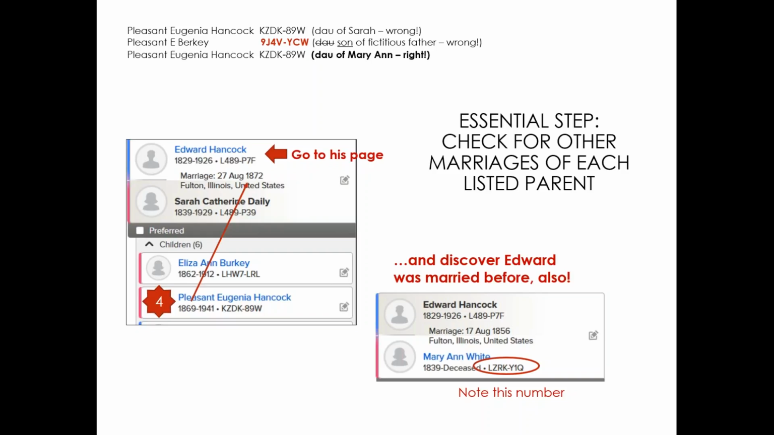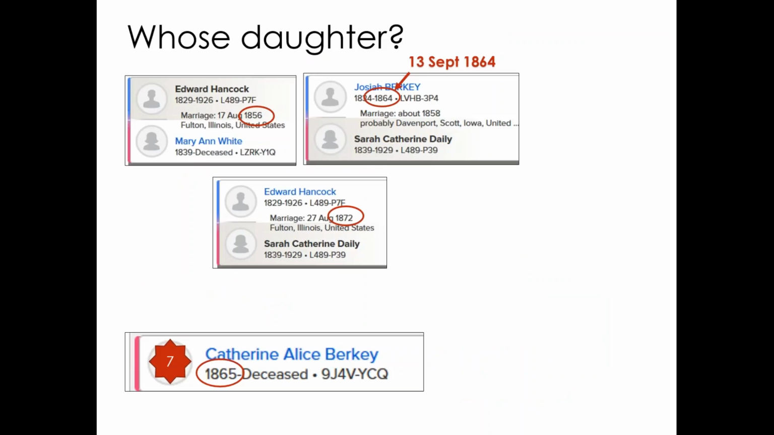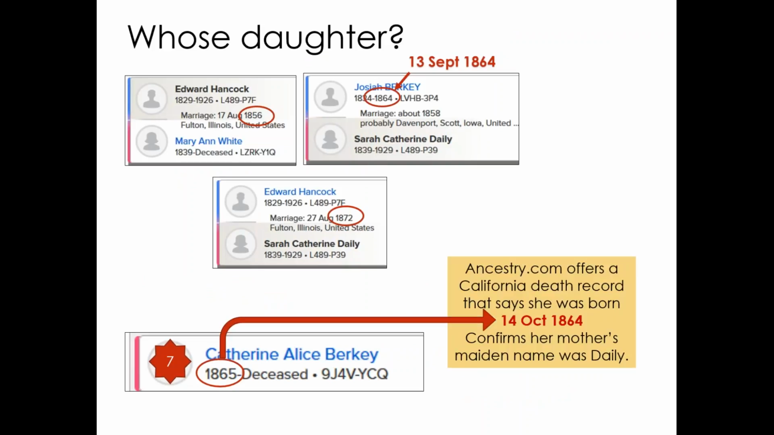So this is one of those situations where it's learn from my mistakes. Don't make the same dumb mistakes I've made. Now in this situation, this is that child I was telling you about. Ancestry actually offered a California death record that said she was born 14 October 1864. So of these three possible mothers, I found out that Josiah died 13 September 1864. She was born less than a month later.